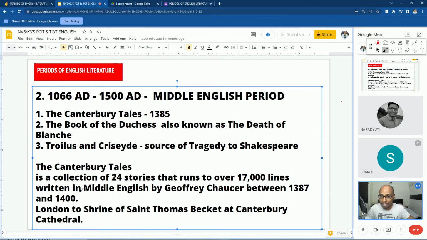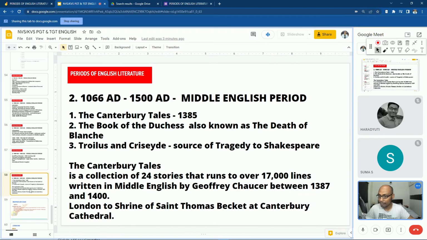So the entire story is about the journey of different pilgrims. We'll tell how many pilgrims there are when we go into the story. From London to the Shrine of Saint Thomas Becket, which is located at Canterbury Cathedral. Okay, then what is the next slide? Right, this is the last slide in this class.